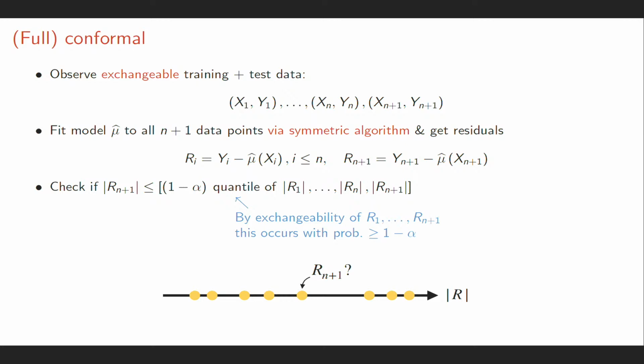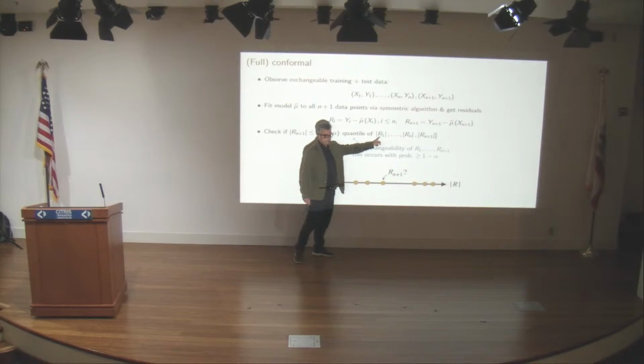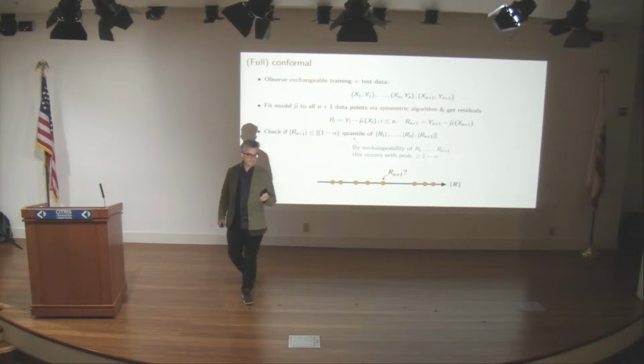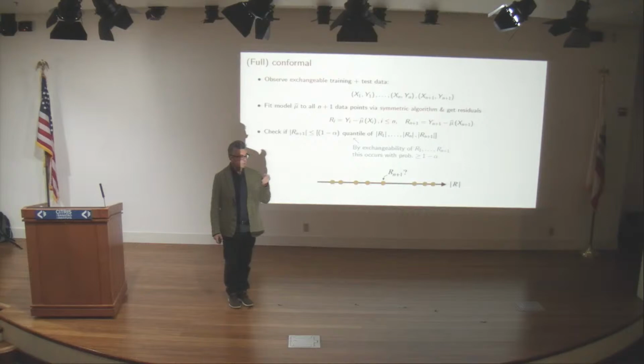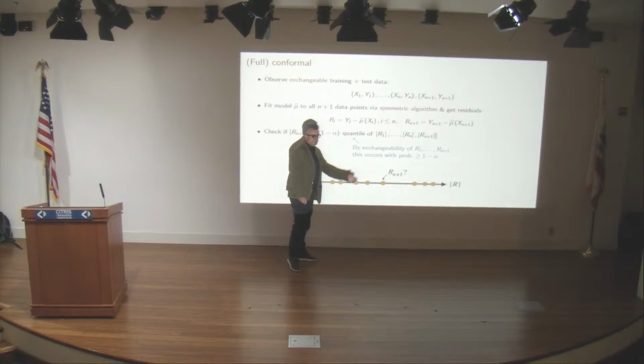I compute my residuals, the errors, the misfits, and I check if R_{n+1} is in the bottom 90%. If you know what exchangeability means, think about exchangeability as IID. If the data points are IID or more generally exchangeable, then because I use a symmetric algorithm, these residuals are also exchangeable. And so R_{n+1}, if I just were to give you the list of all the residuals, is equally likely to be any one of them. In particular, it is in the bottom 90% with exactly 90% chance.